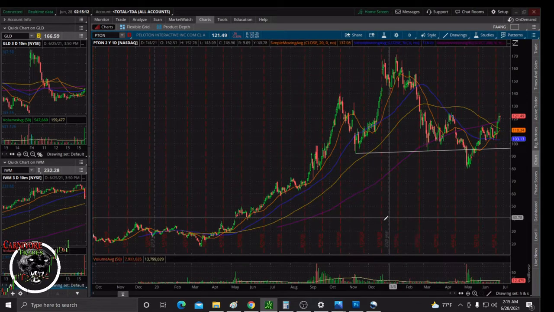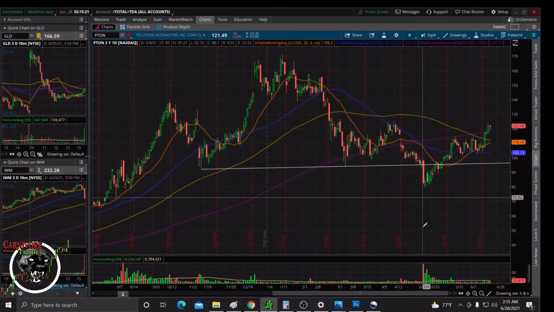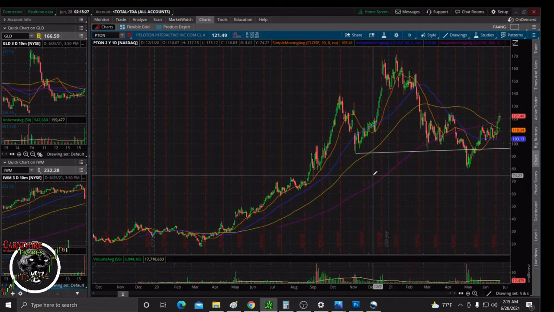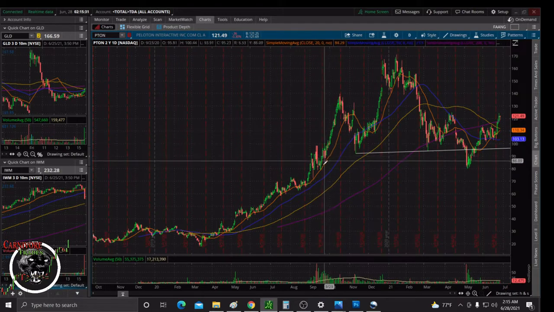Why did this fail? Well, let's first start off here. You can see we came down here, we had the little bear flag and then breakdown. Nice flush there on volume. I believe there is news involved, but it doesn't really matter. But the reason why this thing failed is, you can see what it was going into.